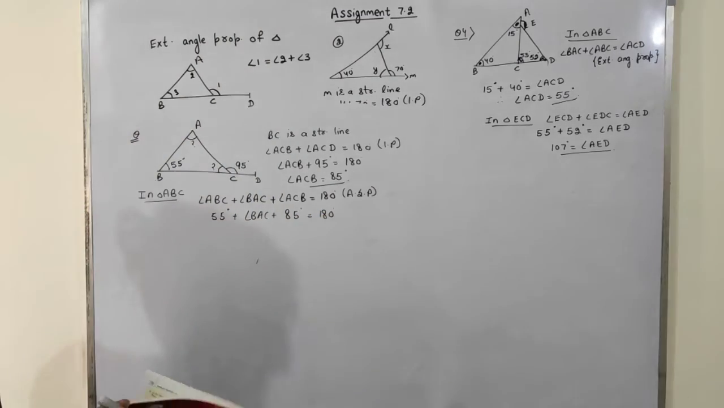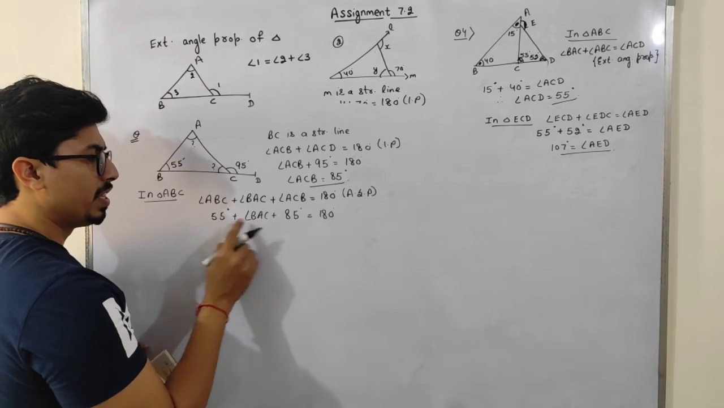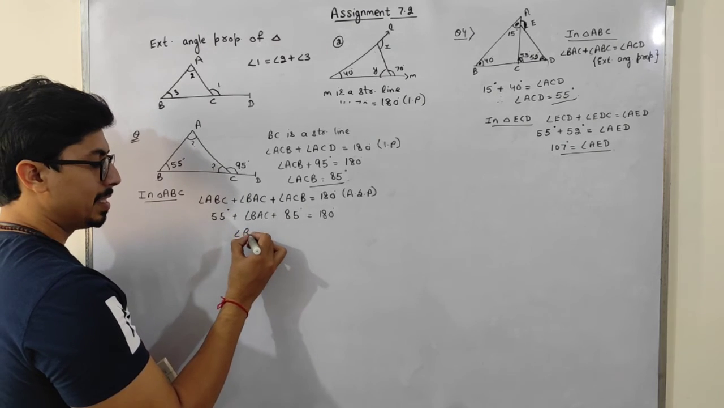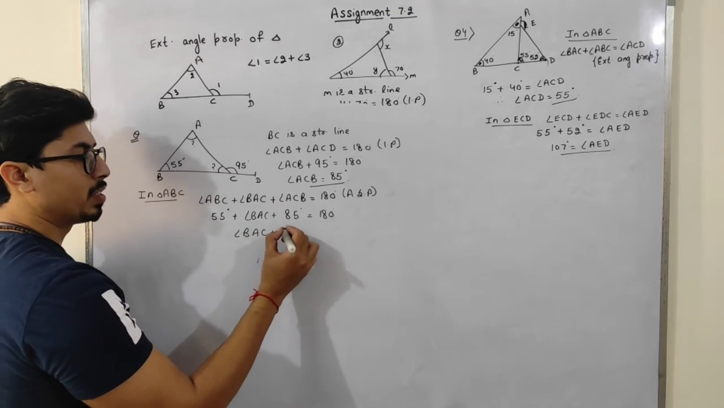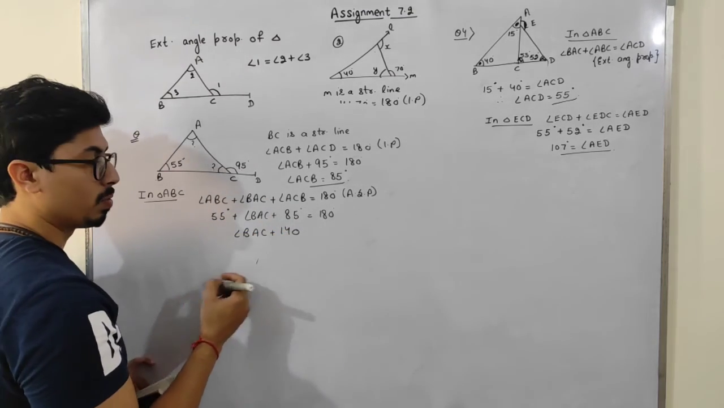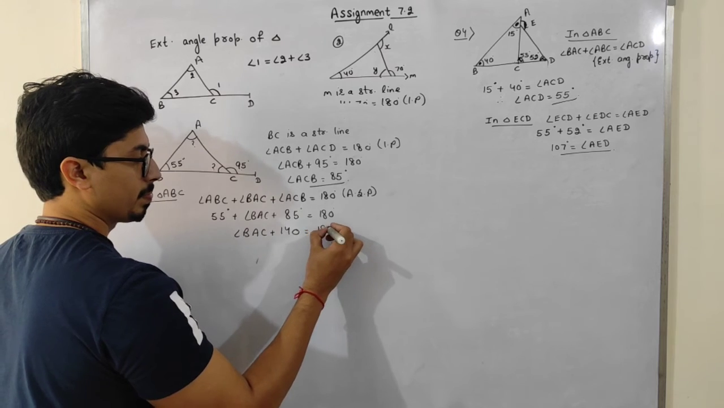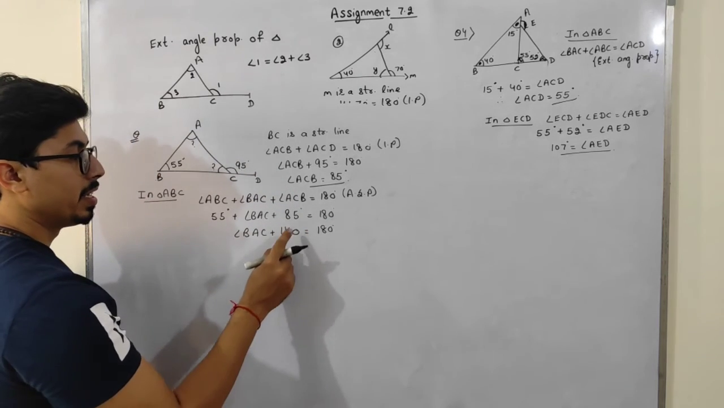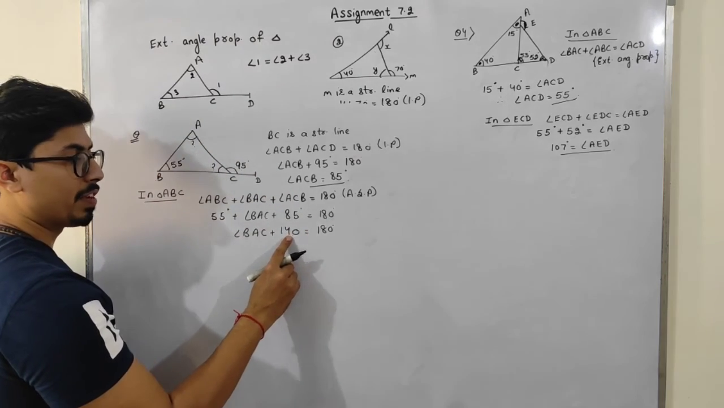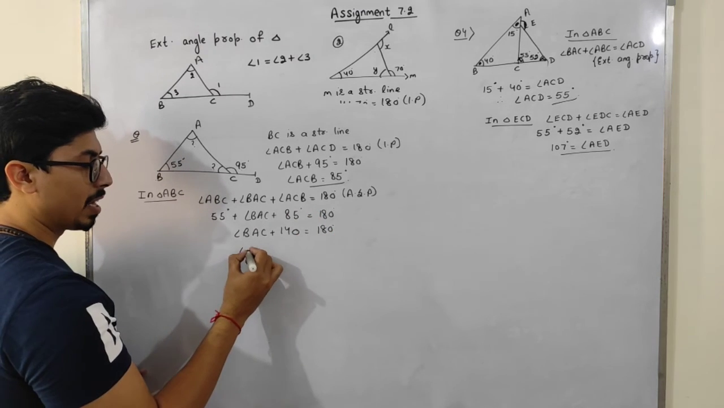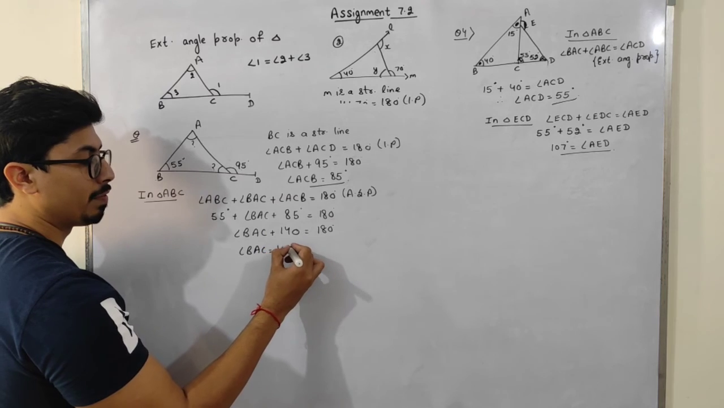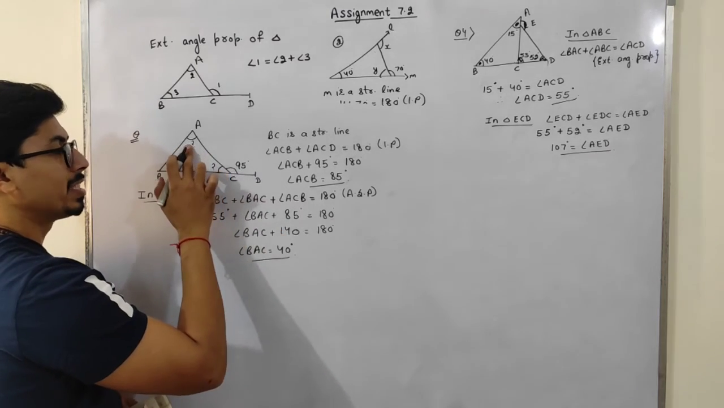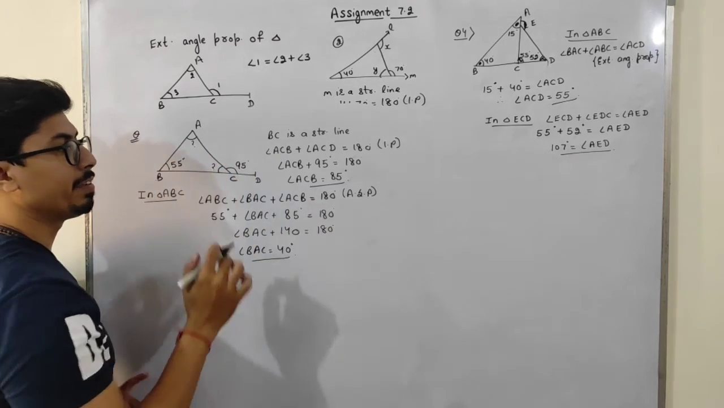Now students, see. Sum of these two. Angle BAC as it is. 55 plus 85 is 140. Now if this is 140, when it goes to the other side, it will be subtracted. So angle BAC is equal to 180 minus 140, that is 40 degree. So this angle is 40 degree and this angle is 85 degree.